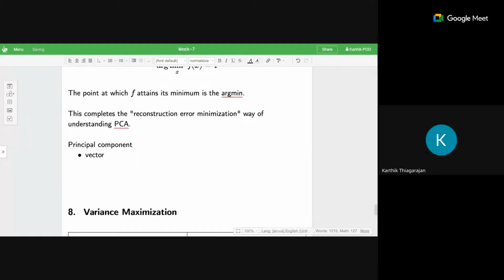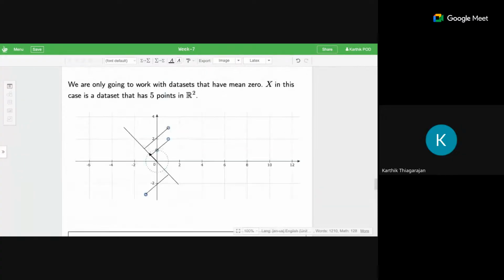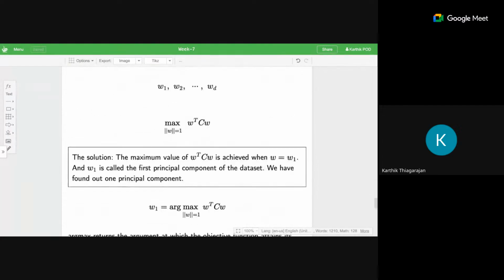It is a vector that lives in which space? Rn or Rd? Rd, right? So it's living in Rd. In this case, it's living in R2. So I have to keep copying this.